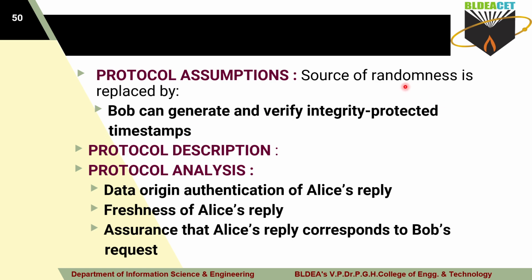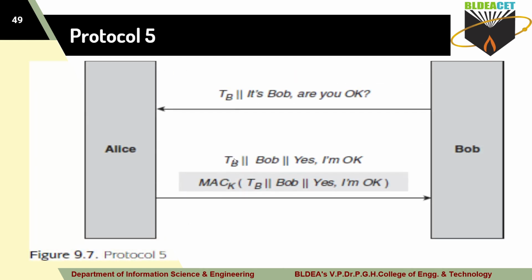So earlier in protocols 1, 2, 3, 4 we used randomness as a nonce. That is replaced by generating the timestamps and verifying the integrity protection with the help of this timestamp here. And the protocol analysis, data origin authentication of Alice's reply. What does the reply message contain? TB and Bob. S is the reply for the message sent by Bob here. And this MAC, the message authentication code function and key, is known only by Alice and Bob, shared between Alice and Bob here.